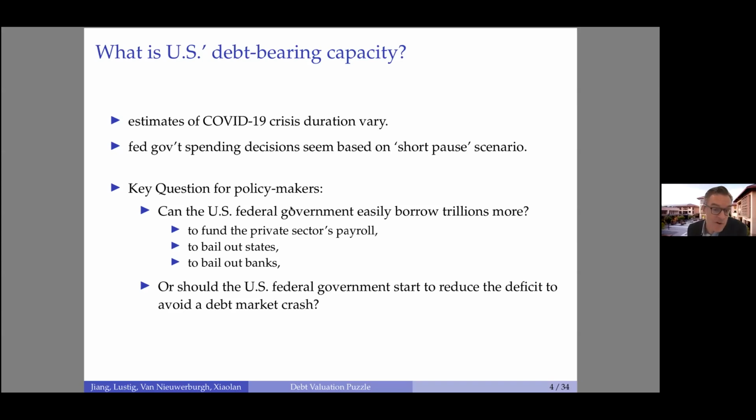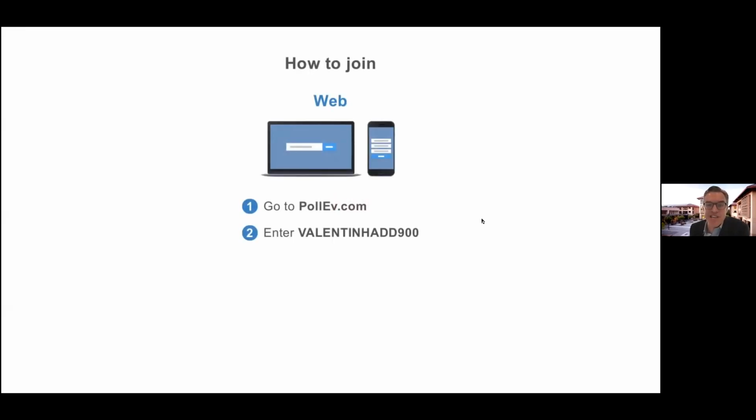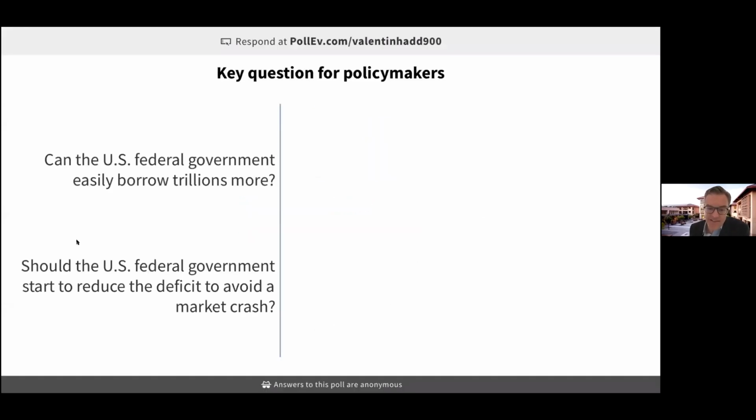So the question that I'd like to put to you as well, using a poll, is, do you think the federal government can easily borrow trillions more? Or do you think the federal government should start thinking about reducing the deficit? And I'd like to call on Valentine to launch the poll, because I think it'd be interesting to get a sense of what people think about this question.